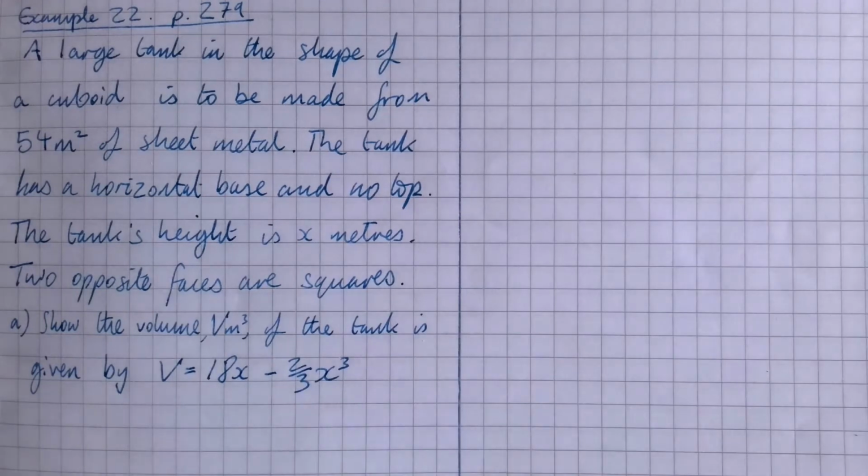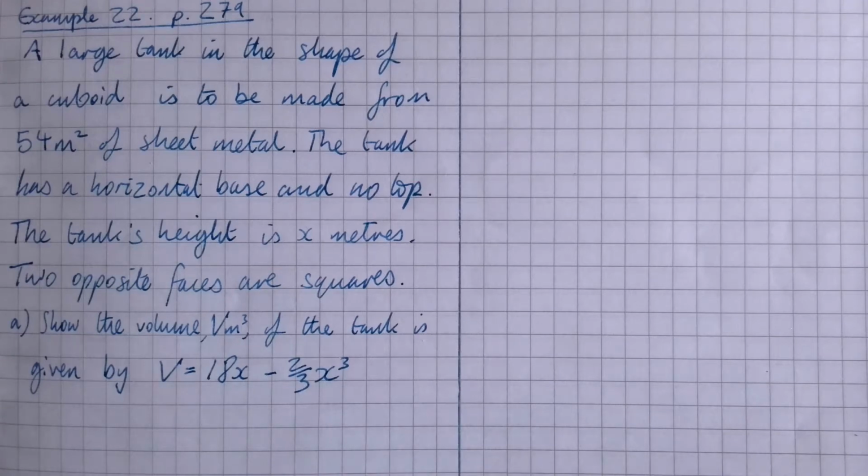Let's have a look at a slightly more complex problem now. This is another one to do with volume and also surface area. So if you want to jot this down, you can do it from the book if you like, on page 279. So we've got a large tank in the shape of a cuboid that's to be made from 54 square meters of sheet metal. It's got a horizontal base and no top. The tank's height is x meters, two opposite faces are squares.